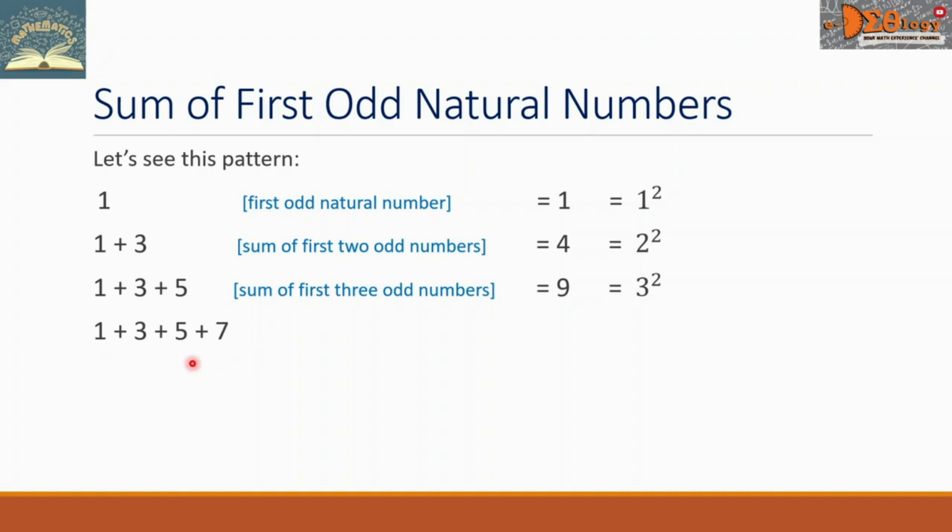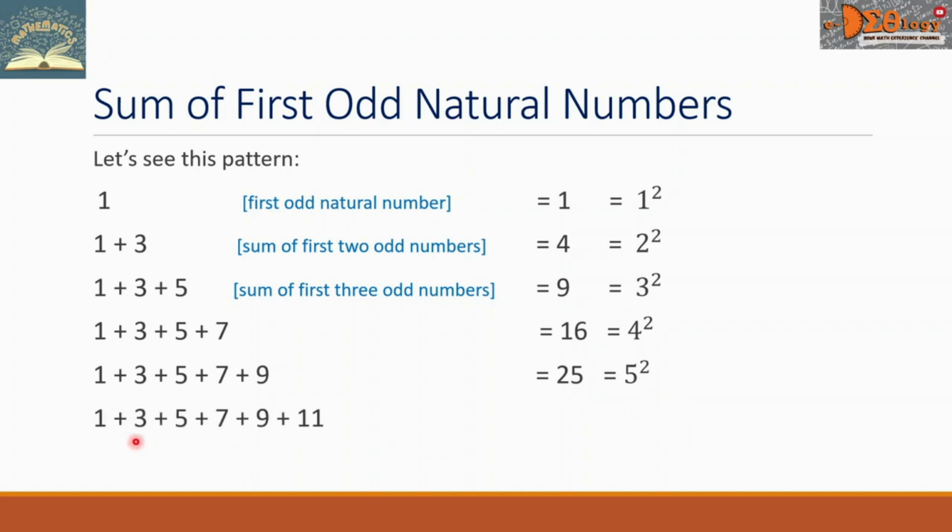What about 1 plus 3 plus 5 plus 7? This is addition of first four odd numbers, and the answer is 16. The number 16 we can write as 4 square. And then we have 1 plus 3 plus 5 plus 7 plus 9. This is addition of first 5 odd numbers, and the answer is 25. We represent 25 as 5 square.